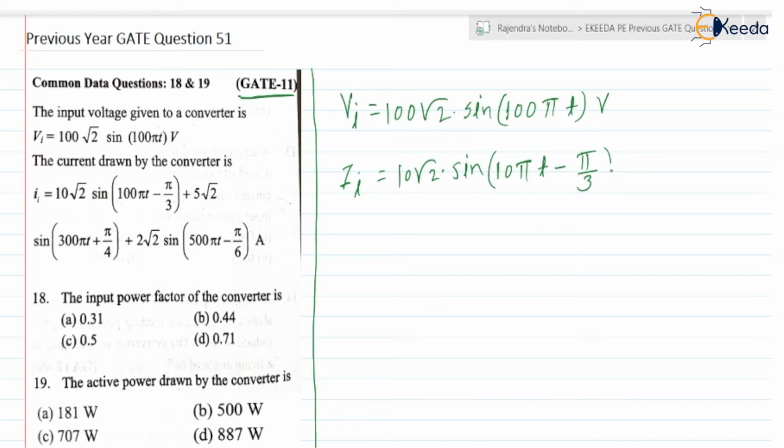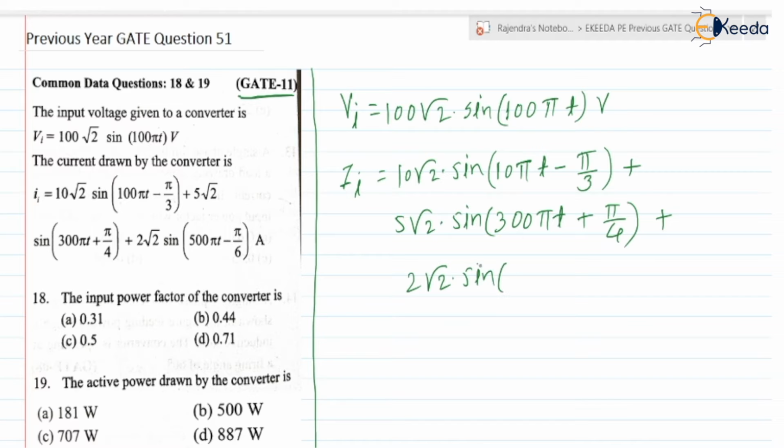So this is the one component we have, plus the second one is 5 root 2 sine of 300 pi t plus pi by 4, and plus 2 root 2 sine of 500 pi t minus pi by 6 ampere. So here we have the input voltage and this is the input current. The first question: the input power factor of the converter is, and the second question: the active power drawn by the converter is.